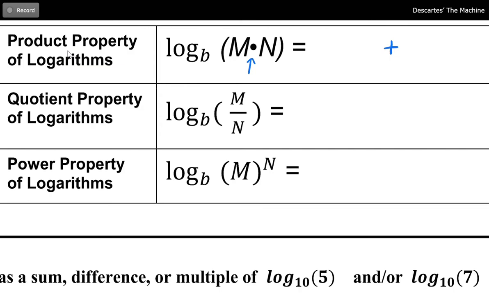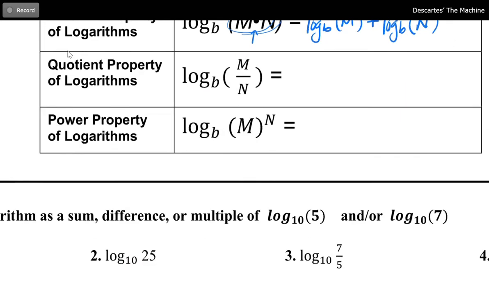What is this something that's added? It's two different logarithms. It's log base b of m plus log base b of n. So I had a product of the arguments there, a product of the powers, and I can make it a sum of two different logarithms. And let's just jump on ahead here and I'll show you this example.